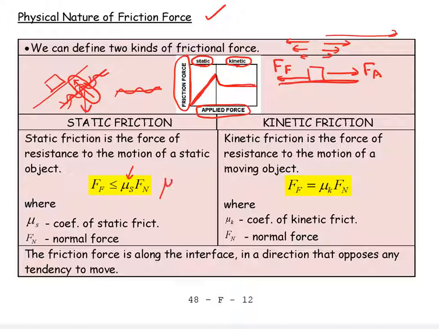Notice mu s, let's say, is equal to, and let's rearrange, Ff over Fn, the frictional force over the normal force, and ask yourself, what would the units be? Well, what would the dimensions be? And the dimensions would be no dimensions, newtons divided by newtons, or if you like, the dimensions of force divided by the dimensions of force cancel out.